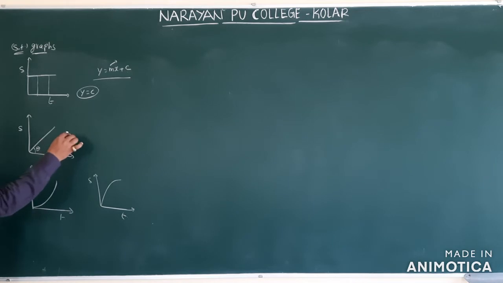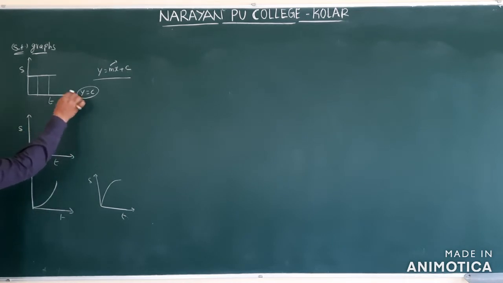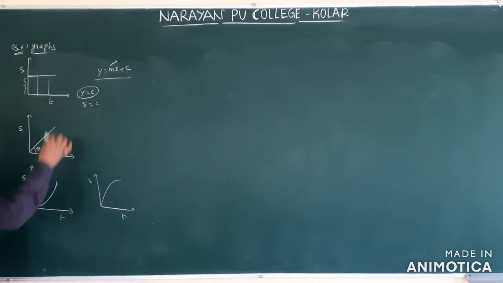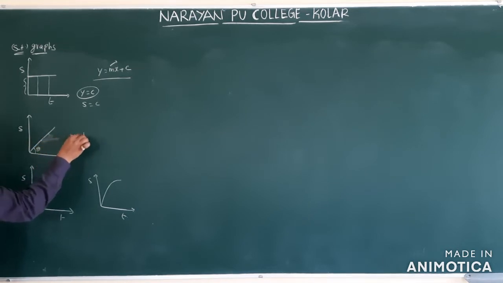For this one, some amount of slope will be there. What is on the y-axis here? Displacement. So s is equal to c. This is nothing but the position, at what displacement. So for the slope of this one, if we take it as m, what is the slope equation? m is equal to tan theta.